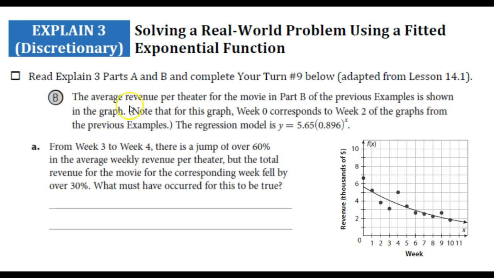Alright, for part B, we're going to go ahead and look at our data here. And it says the average revenue per theater for part B of the previous examples is shown in the graph. Well, that's kind of nice. Where week 0 corresponds to week 2 of the graphs from the previous examples. Okay, and they give us a regression model, which is nice. From week 3 to week 4, there is a jump of over 60% in average weekly revenue per theater. But the total revenue for the movie for a corresponding week fell about 30%. What must have occurred for this to be true?